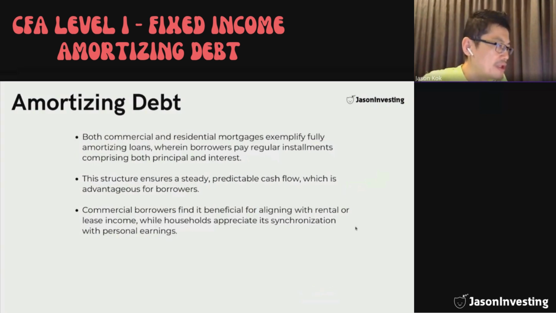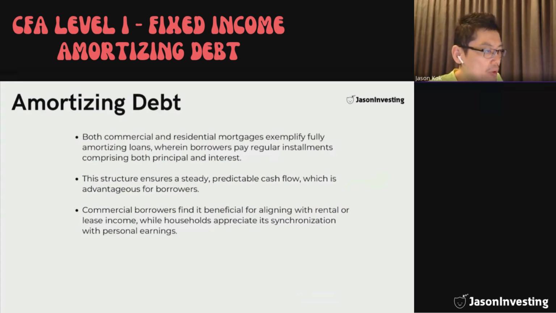So both commercial and residential mortgages exemplify fully amortizing loans, wherein borrowers pay regular installments comprising both principal and interest. This is what we have been saying all along. And the structure ensures a steady, predictable cash flow, which is advantageous for borrowers. Okay, remember I said that for the lender, they prefer that you don't return the principal back because they will have reinvestment risk.